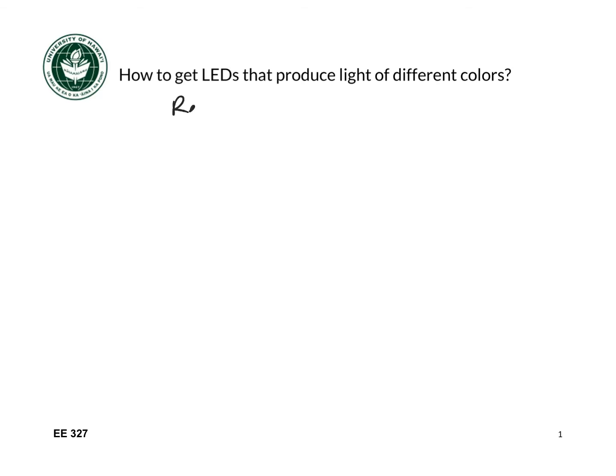You need red, green, and blue. Why these colors? Well, these are the primary colors of light. So if you mix these colors in different weighted combinations, you can get all the colors in the visible spectrum. So we want to know how to make LEDs that will produce those colors.